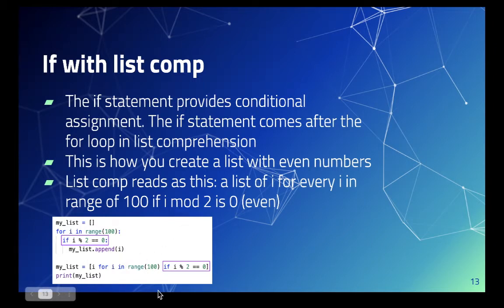And mapping that to the list comprehension, the first part's exactly the same: i for i in range 100. But then we add an if clause: if i mod 2 equals 0. As you can see, it maps exactly. So it'll only add i for every i in 100 if i mod 2 is 0. And this will work exactly the same way.